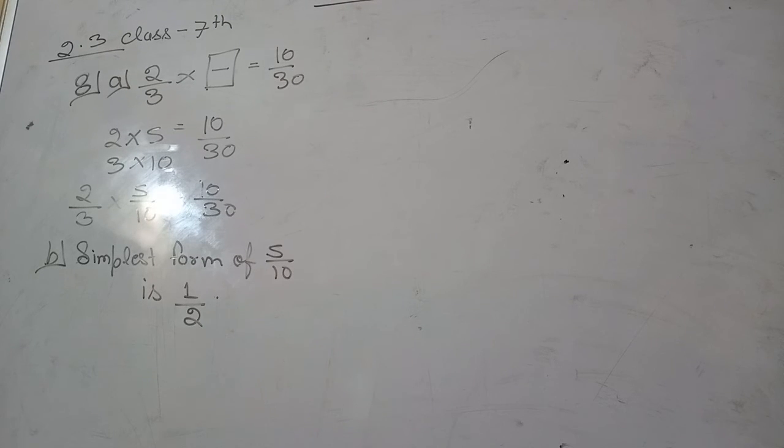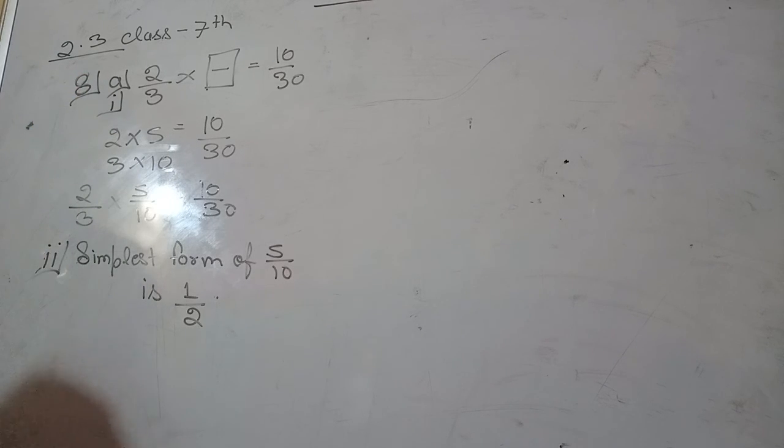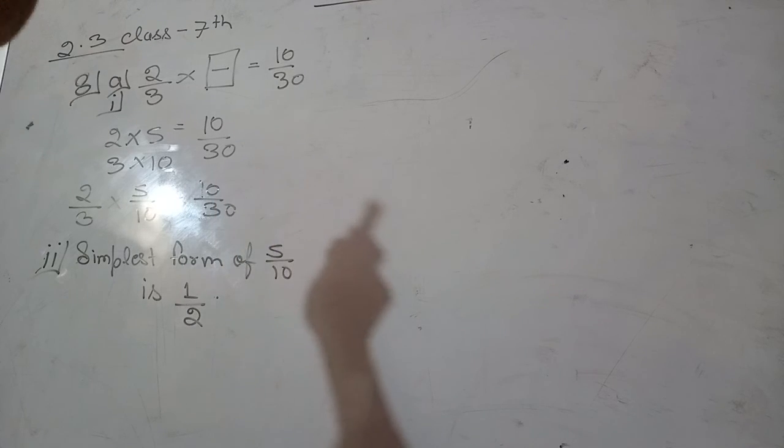Let us see the last question of this exercise. Okay, what is given? Provide the number in the box such that when 2 by 3 is multiplied by that number, the result will be 10 by 30. And the second option of that, the simplest form of the number obtained. Okay, sorry, this is the first option, and this is the second option. So you have to find a number which when multiplied with 2 gives us 10, and a number which when multiplied with 3 gives us 30.